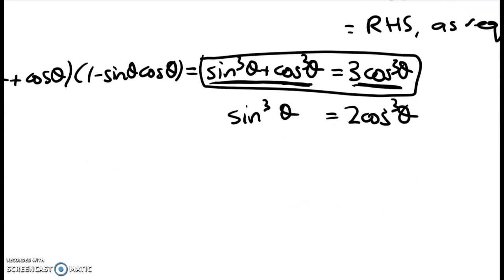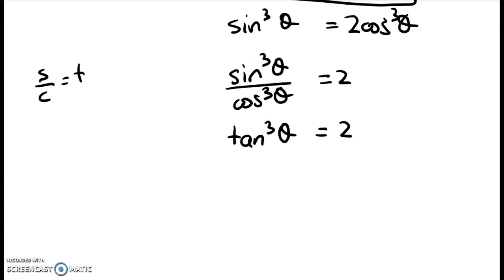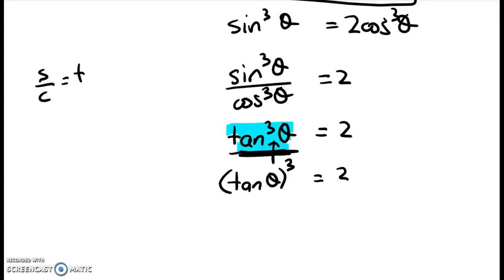Dividing both sides through by cos cubed theta gives me sine cubed theta over cos cubed theta is equal to 2. Now I've done that because sine theta divided by cos theta is equal to tan theta. So here, what I've got now is tan cubed of theta is equal to 2. Remember that, even though we write it with the 3 here, this is tan theta cubed. But we never write it like that, so there's a really strong convention that we write it as tan cubed theta.